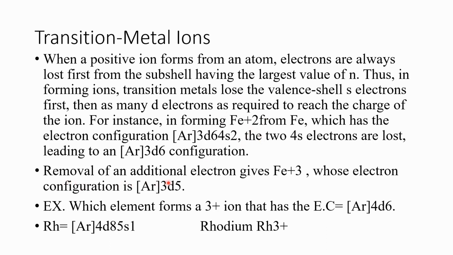Now removal of an additional electron gives iron 3+, whose electron configuration is, you see here, the 6 becomes 5. So it's argon 3d5.